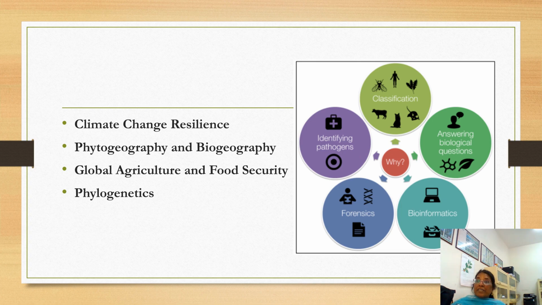Huge research is happening in climate change. As climate changes, plant species may experience range shifts, altered phenology, and changes in species composition. Thus, phytogeographical studies help in tracking these changes, identifying vulnerable species and ecosystems, and providing data for climate change models and predictions.